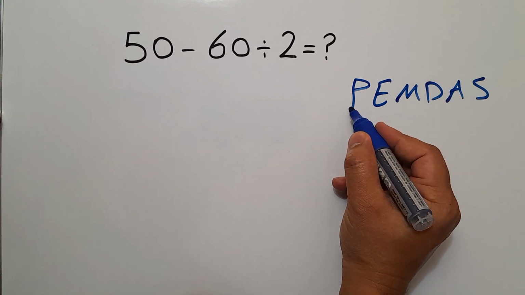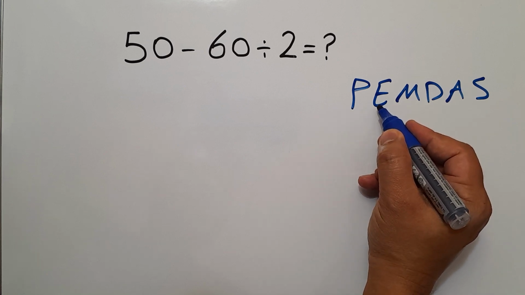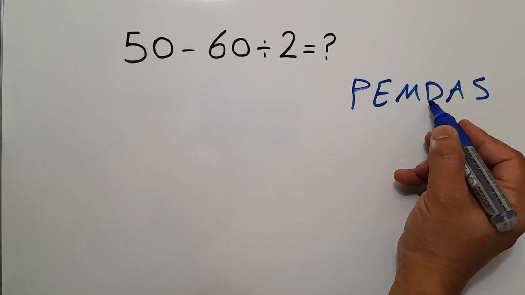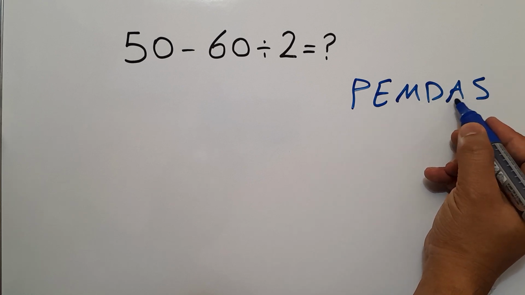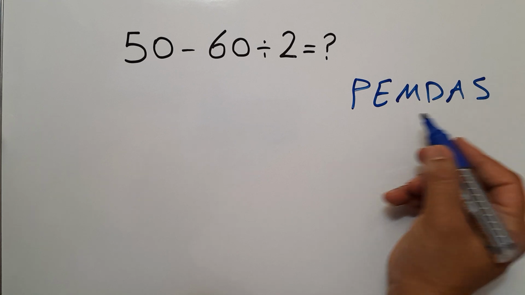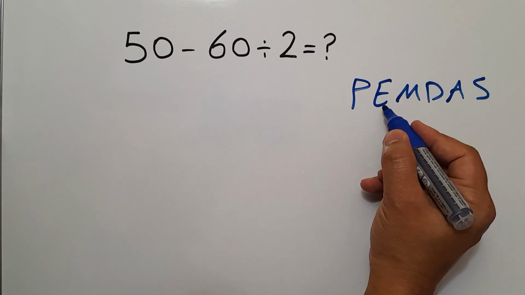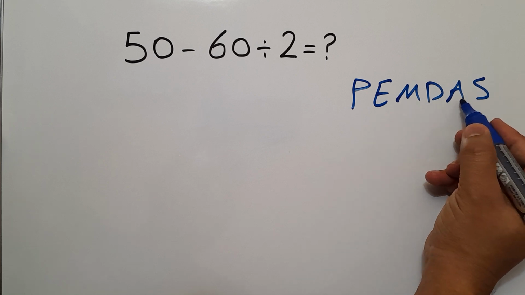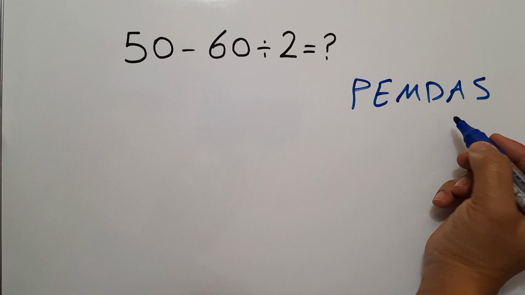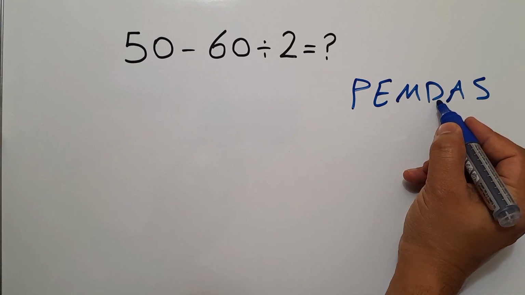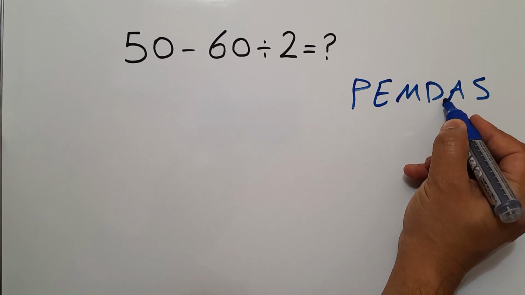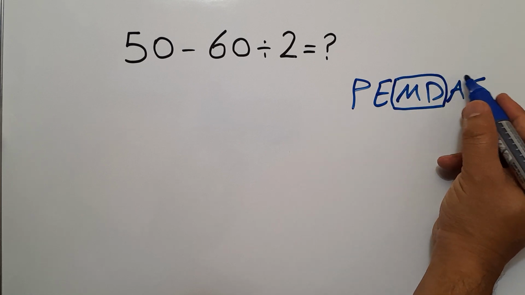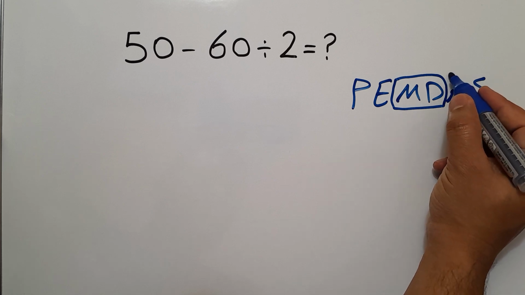P stands for parentheses, E stands for exponents, M and D stand for multiplication and division, A and S stand for addition and subtraction. We first do parentheses, then exponents, then multiplication and division, and finally addition and subtraction. Remember that multiplication and division have equal priority and we work from left to right. And the same applies to addition and subtraction.